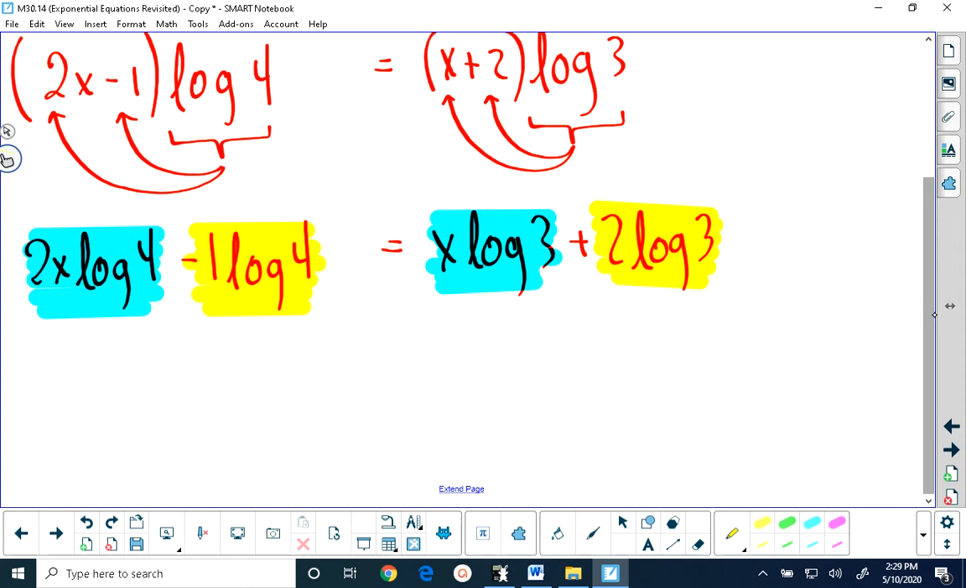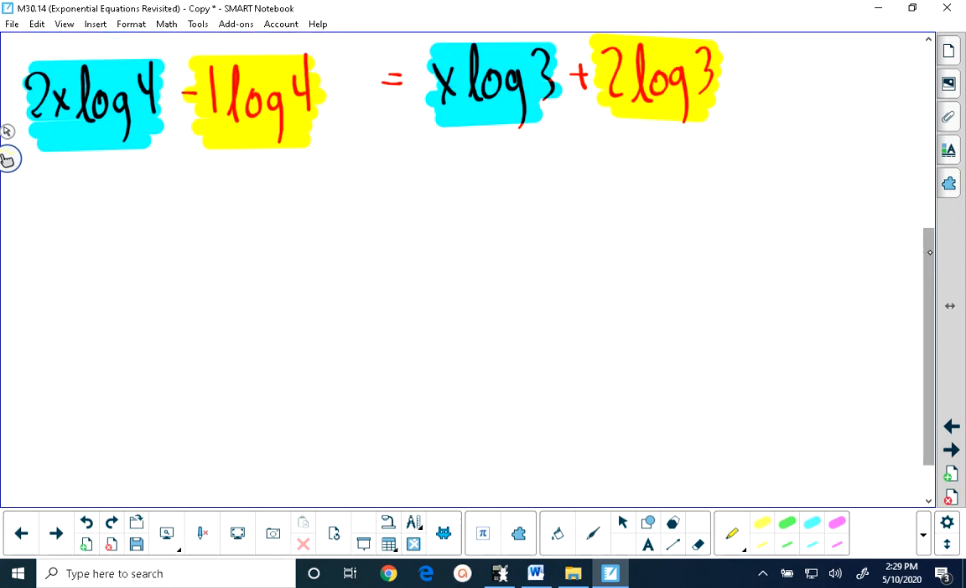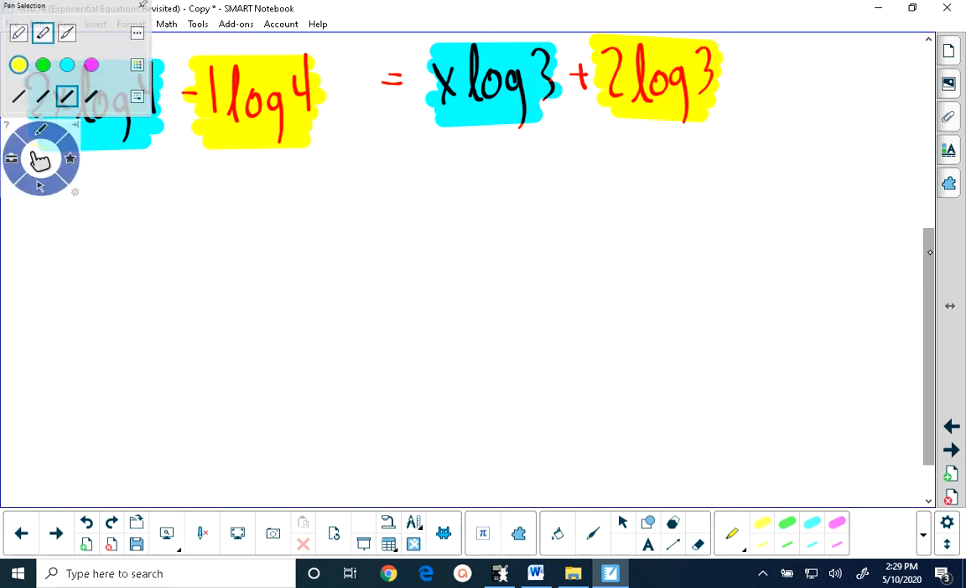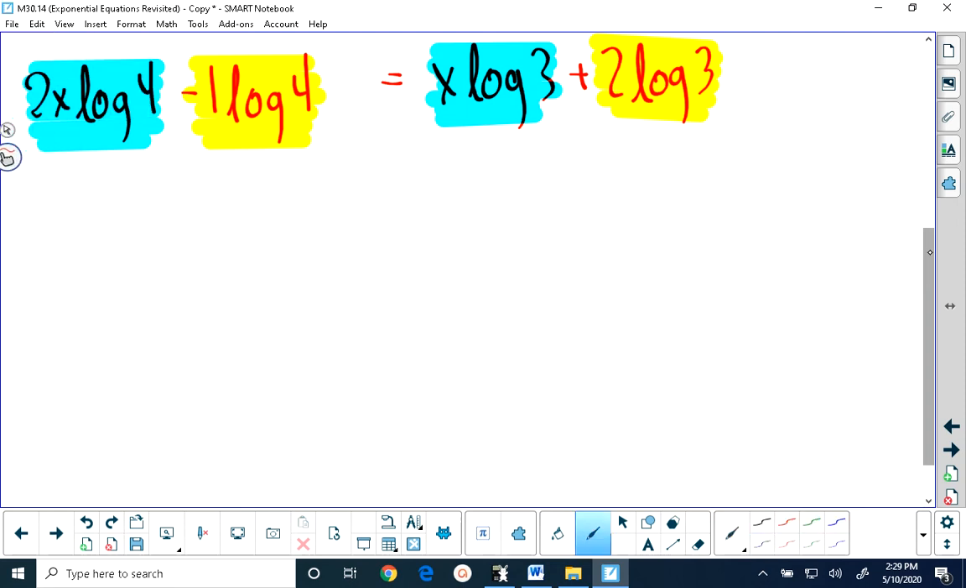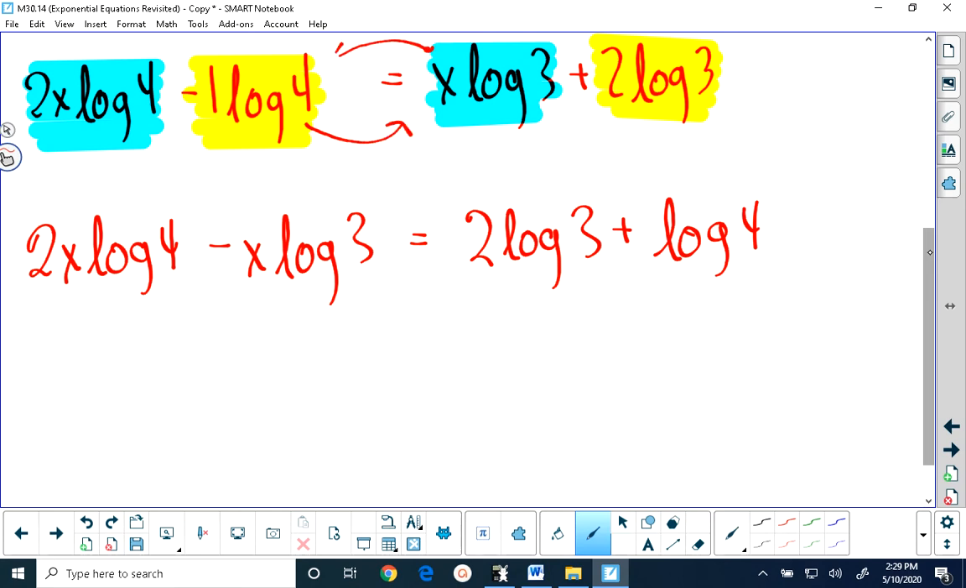Does it really matter which side you move things to? Not usually. In this particular case, if I move the x terms to the left, however, I will have fewer negatives. If I move the x terms to the left, I get 2x log 4 minus x log 3, and then I will have on the other side 2 log 3 plus log 4. So I moved this term to that side, and I moved this term to the other side.